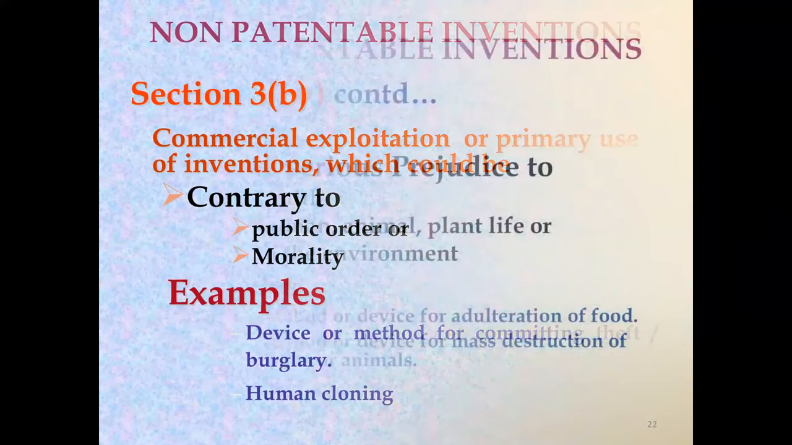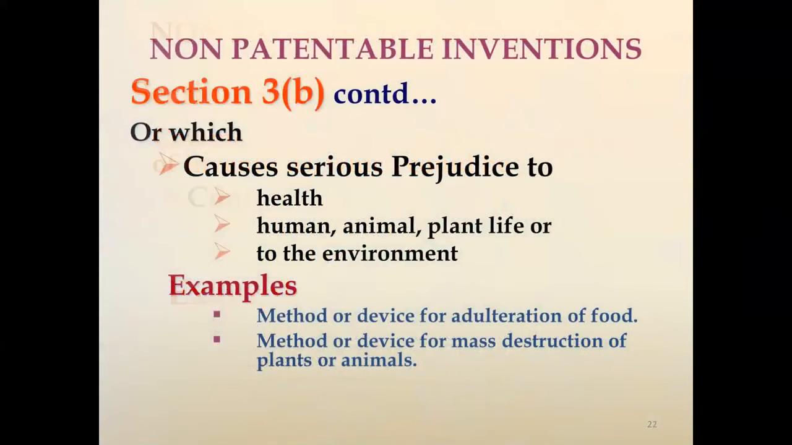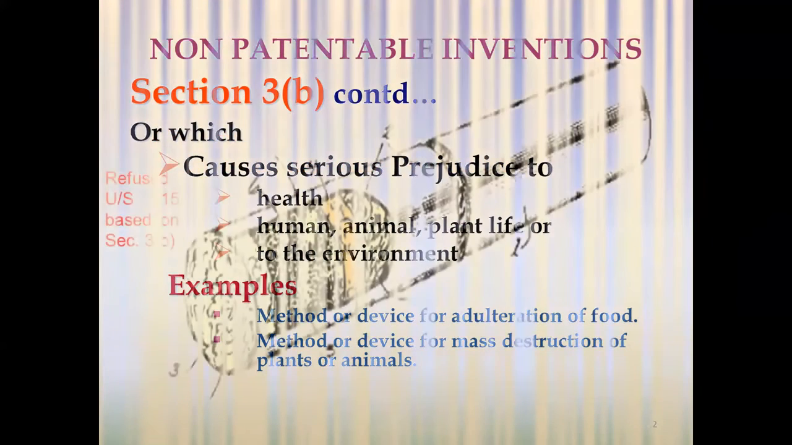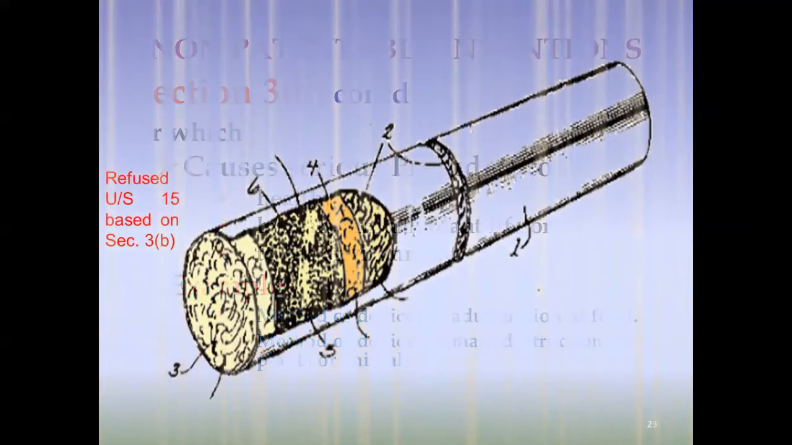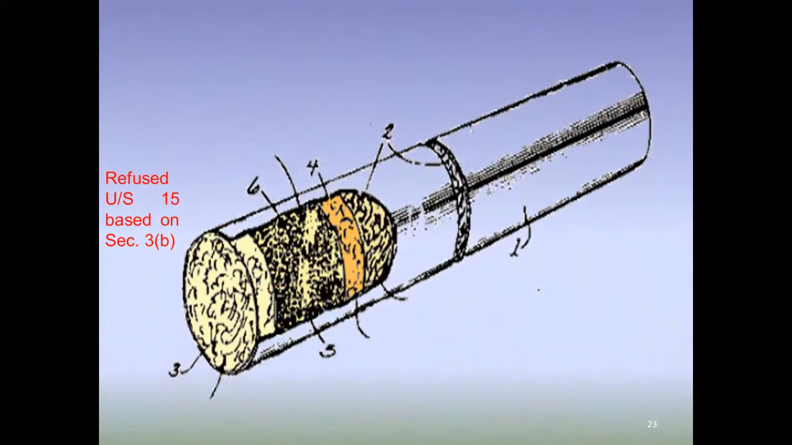And if your invention is causing some serious prejudice to the health of human, animal, or plant life and to the environment. See, I'll give you one example. This is a real-time example that happened in the US. People are prevented from smoking cigarettes. What's the reason? Why are we prevented from smoking cigarettes?